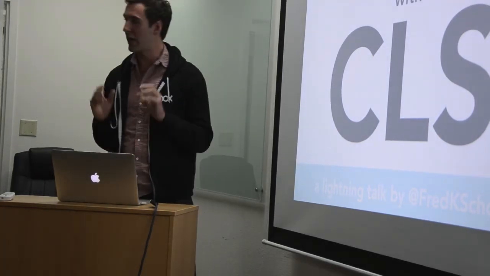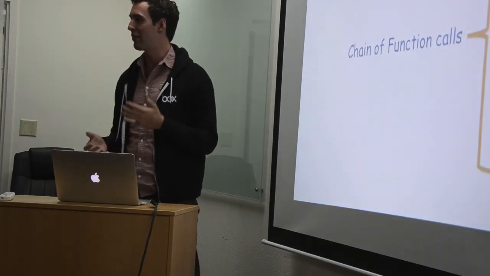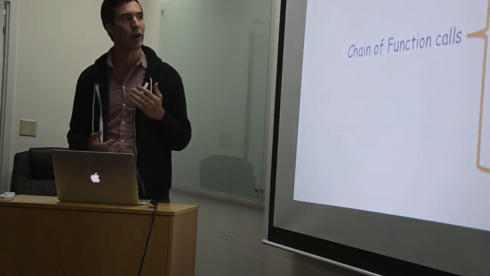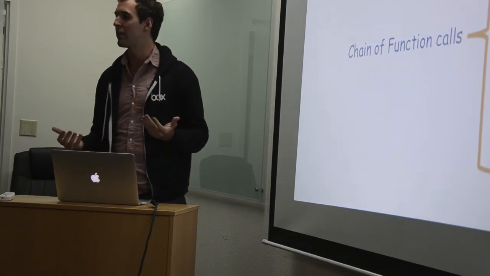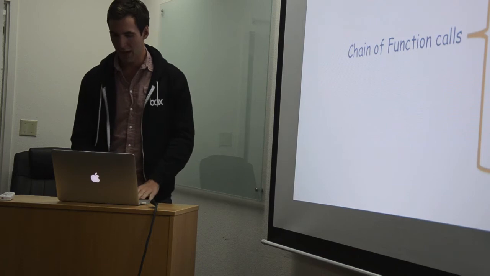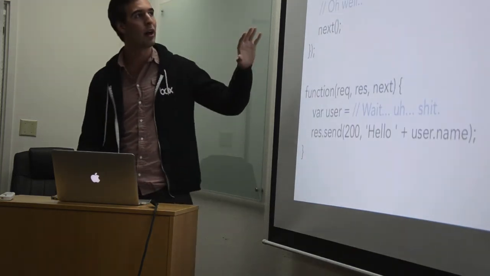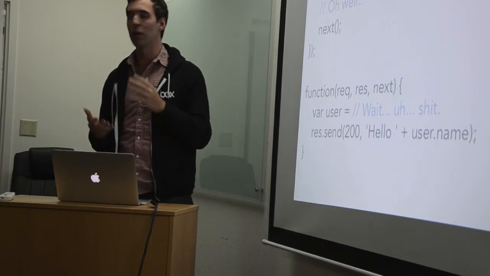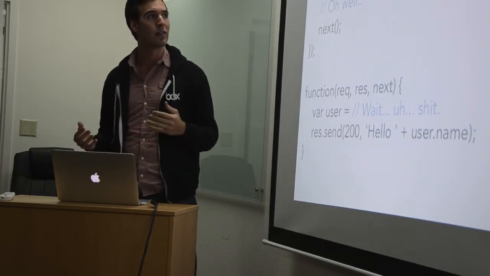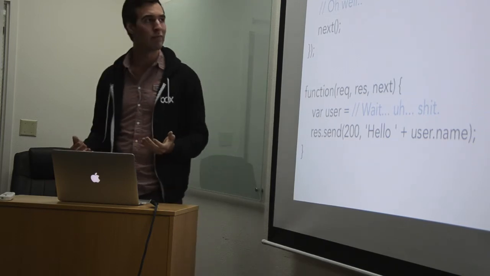So first off, I want you to imagine a chain of function calls. This can be anything from Express middleware or an async flow, some async series of callbacks, just a series of callbacks. And a simple example here, won't get too deep with it, but let's say at the top, in our first middleware, we want to get a user out of the database. So we do that, and then that's kind of it, right?